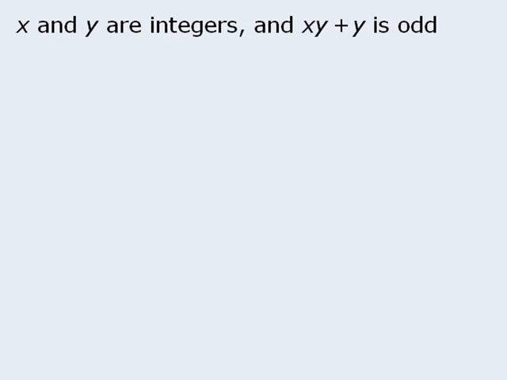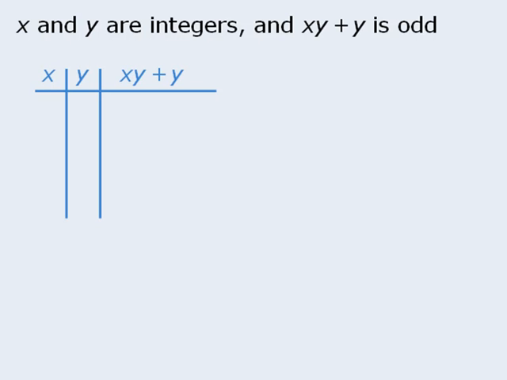Well, to begin, this expression involves two variables, x and y, and each variable can be either odd or even. So there are several different cases to consider. X and y can both be odd, or x can be even and y can be odd, and so on. Now each of these cases will cause our expression, xy plus y, to be either even or odd. To keep track of the different cases, we'll use a table, and for each case we'll determine whether the expression evaluates to be odd or even.